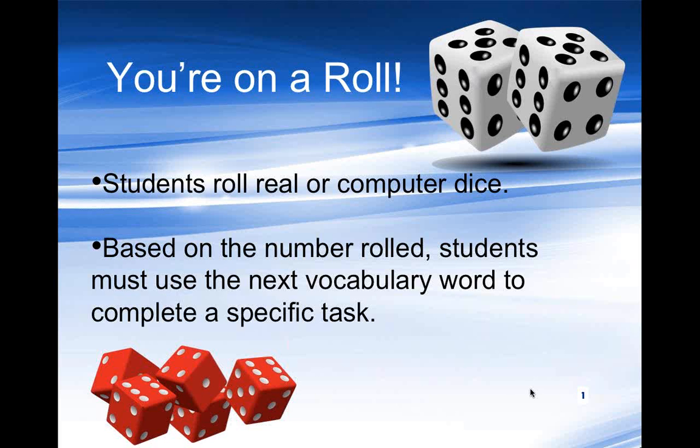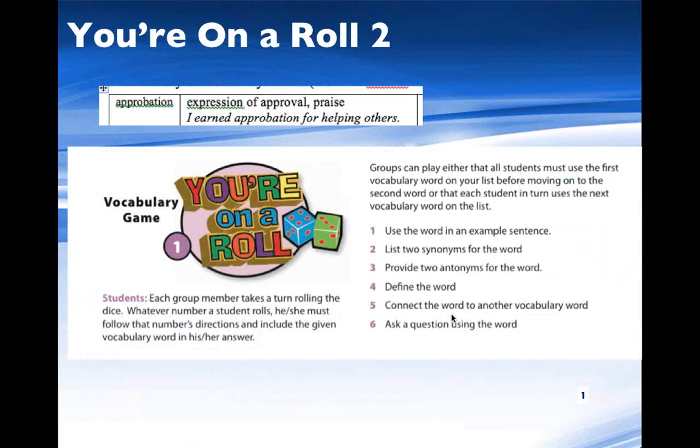Okay? So whatever number they get, then I have this great template that you can just print out and say, okay, all right, our first word, everybody, is approbation. All right, so Johnny rolled a 2. So now, Johnny, you have to list 2 synonyms for the word approbation. So Johnny lists his 2 synonyms.